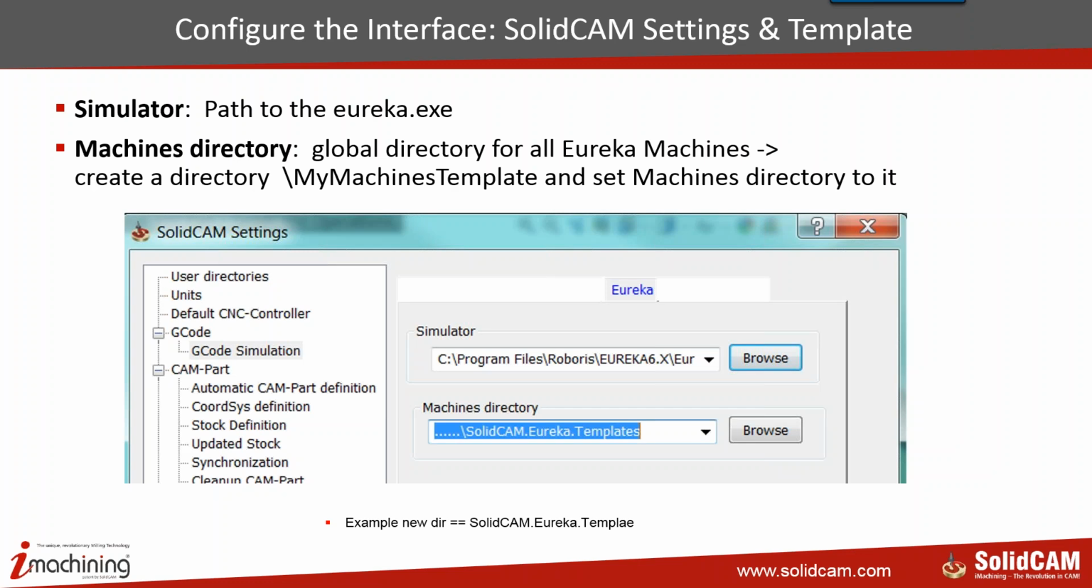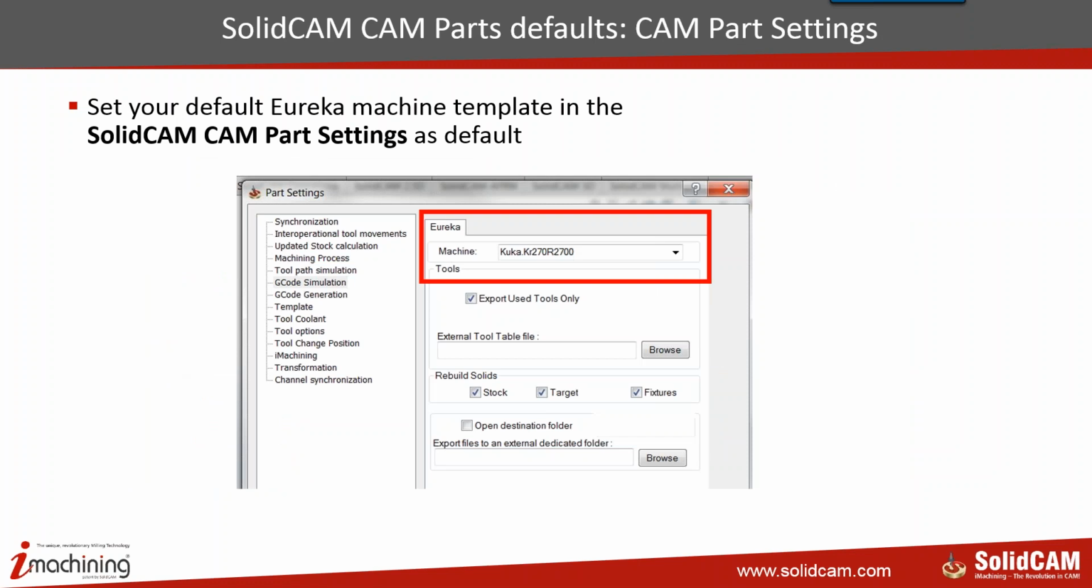You have to set the path to the EXE of Eureka, and you create your machines directory where you save your different robots as subfolders. And then in your CAM part setting, you select your robot, what you want to see in the projects or in the simulation, and then you're ready to play.